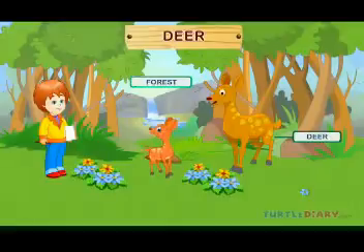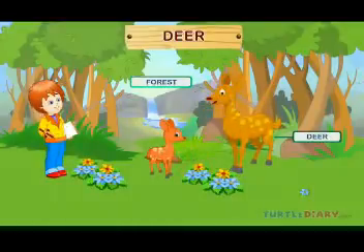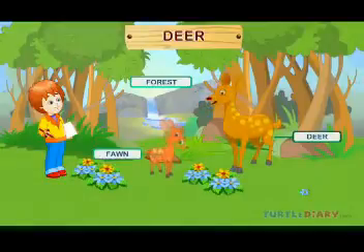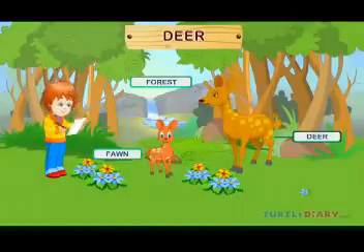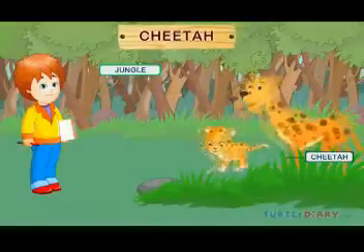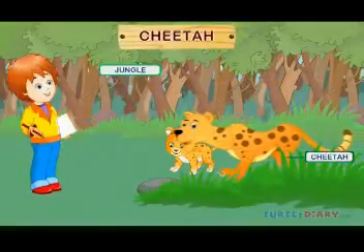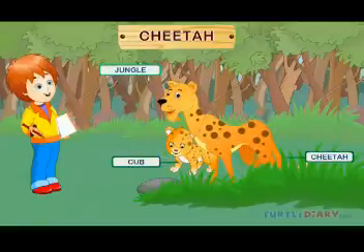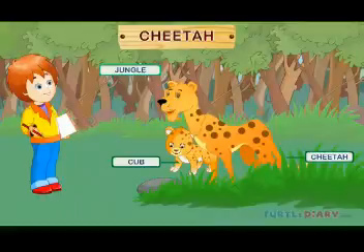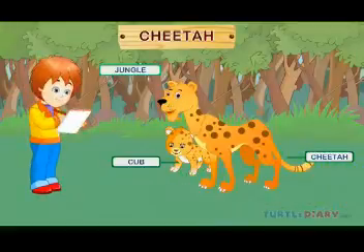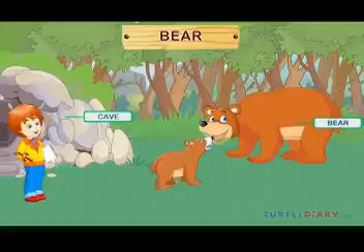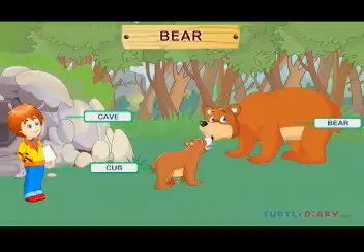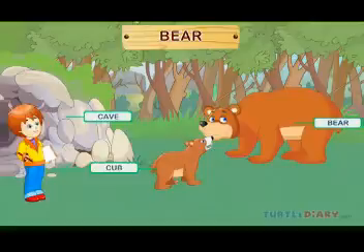Deer. This is a deer. A baby deer is called a fawn. Deers live in the forest. Cheetah. This is a cheetah. A baby cheetah is called a cub. Cheetahs live in the jungle. Bear. This is a bear. A baby bear is called a cub. Bears live in jungles and their home is called a cave.